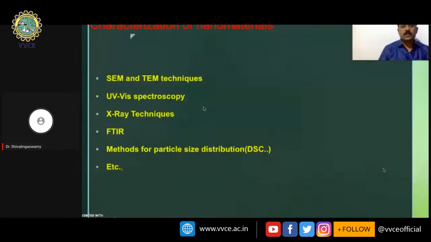Now, if you consider the characterization of the nanoparticles, there are various methods to characterize the nanoparticles or the nanomaterials in general. We have these methods, SEM and TEM techniques, UV visible spectroscopy, X-ray techniques, FTIR techniques, and dynamic light scattering for measuring size, and so many other methods for characterization of the nanostructures.